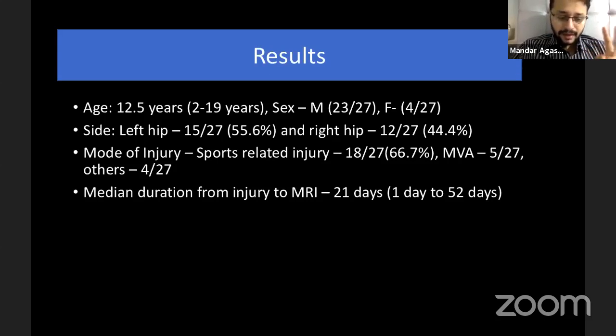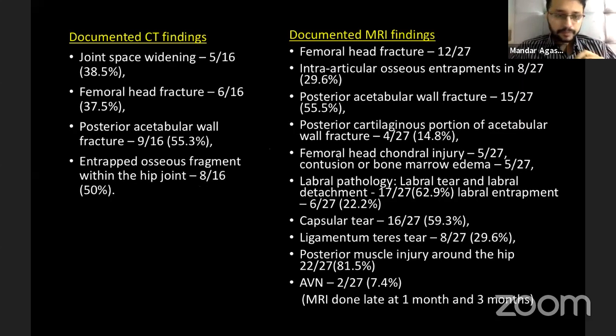And secondly, the MRI and the CT timing were not correlated, which means that some of the CTs were pre-reduction, while some of the CTs were post-reduction. So again, it was not a very comparable study between a CT scan and MRI.